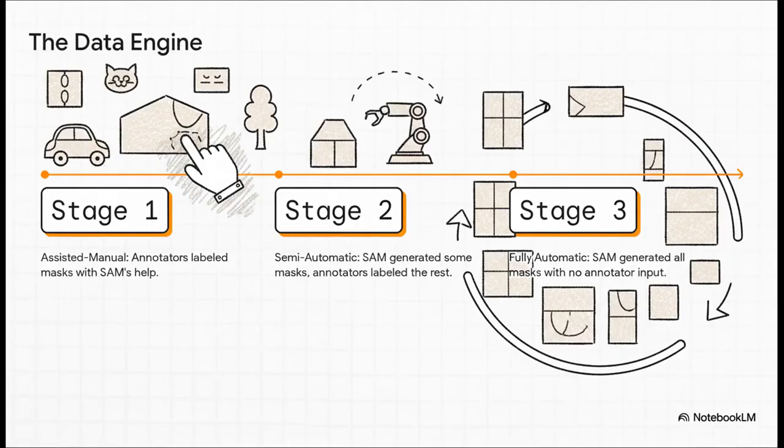They built what they called a data engine, basically a three-stage feedback loop. In stage one, they had human annotators use an early, kind of clunky version of SAM to help them label images faster. As the model got better from that data, they moved to stage two, where SAM would automatically handle the easy objects and the humans just focused on the tricky stuff. This cycle kept going until finally they hit stage three. The model became so powerful, it could generate the entire massive dataset, all by itself.